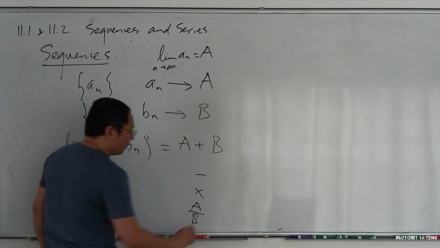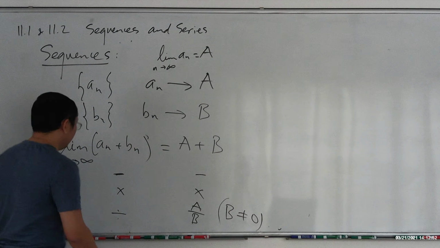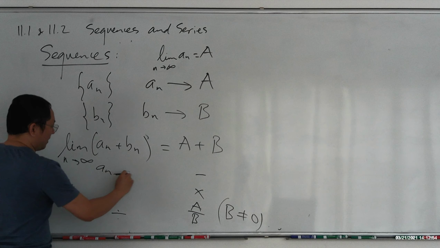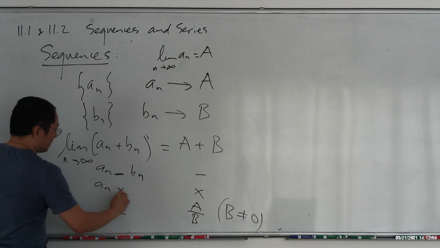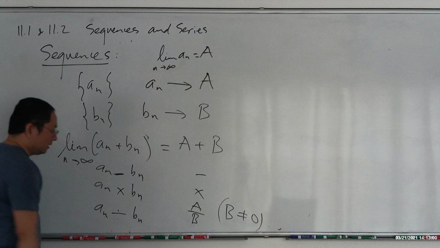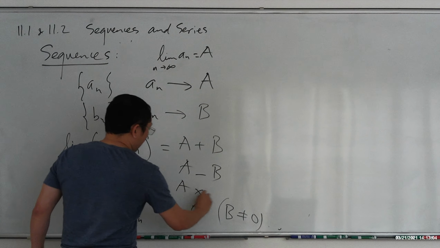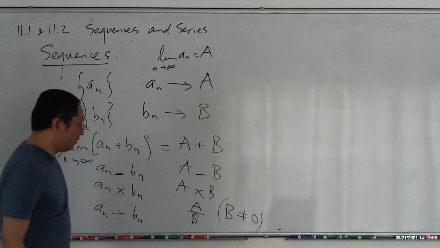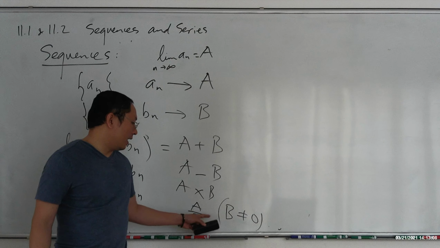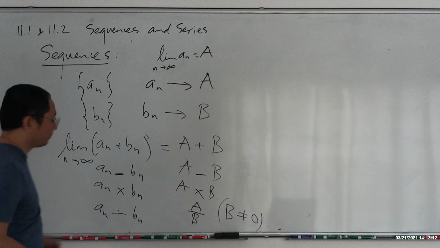And for the last one, we require one condition. B needs to be non-zero to have this. Okay, I'm cheating a little. It's a_n minus b_n. It's a_n times b_n. This is a_n divided by b_n. Okay, so you got A minus B, A times B. That one is A over B. But see, we cannot divide by zero, so we have a condition that B needs to be non-zero.